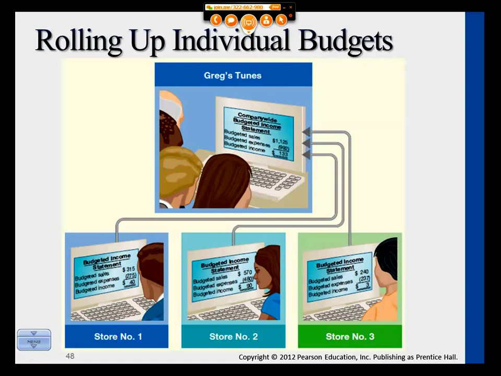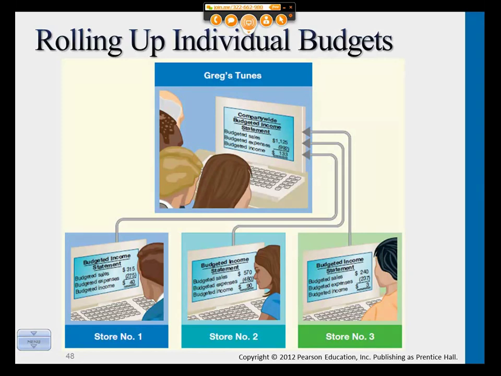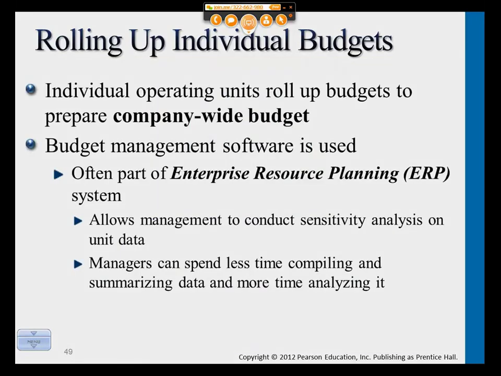Another note here is that all 3 stores are likely to use the same techniques and the same technology, so that roll-up is very smooth and easy for companies. The spreadsheet used to prepare the budget is unified throughout the company. So with rolling up individual budgets, individual operating units roll up their budgets to prepare the company-wide budget, right?